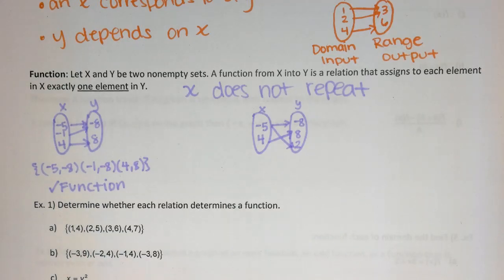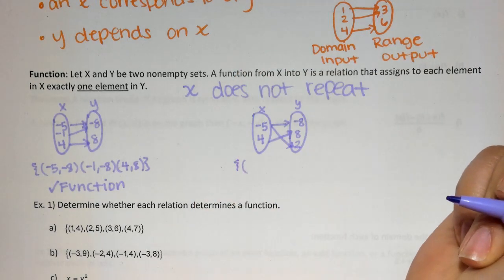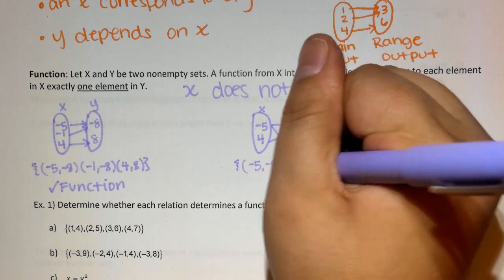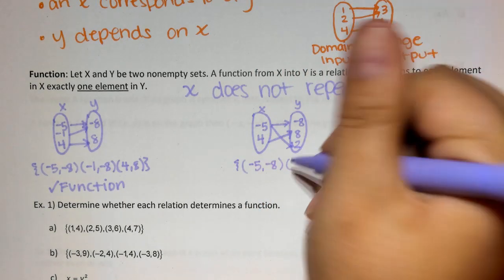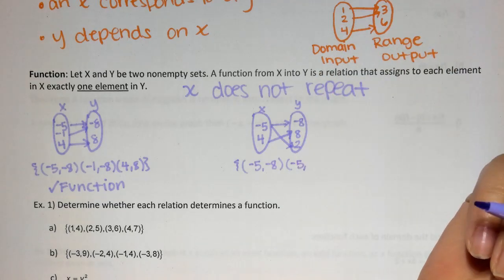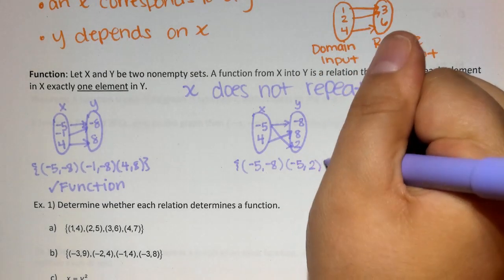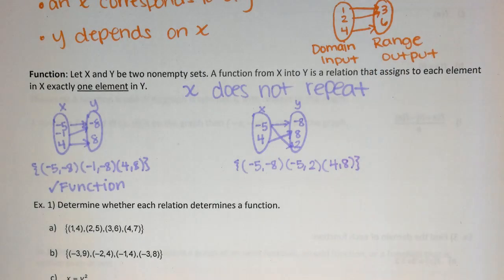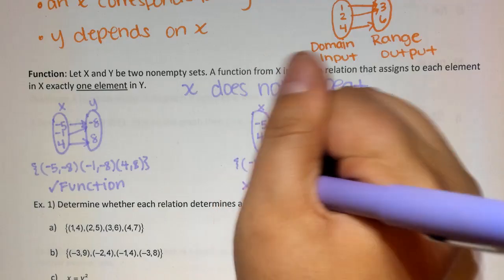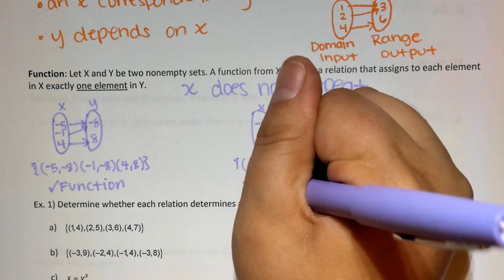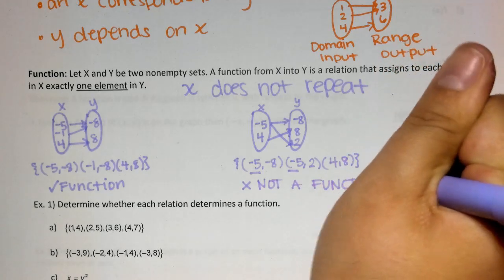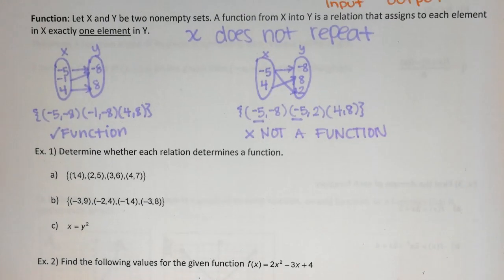What are my points here? (-5, -8) again. What else? (-5, 2), and (4, 8). Is this a function? No, why not? X repeats, so this is not a function. Sound good?